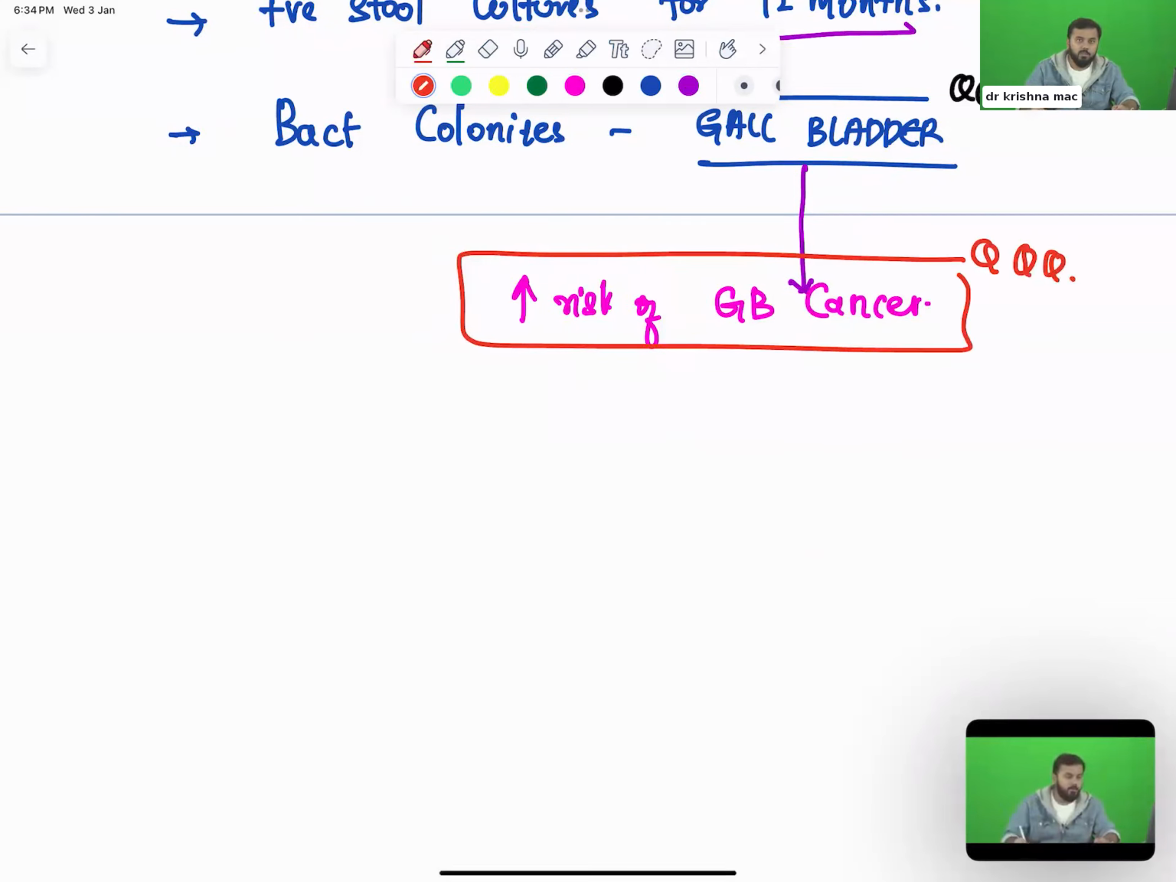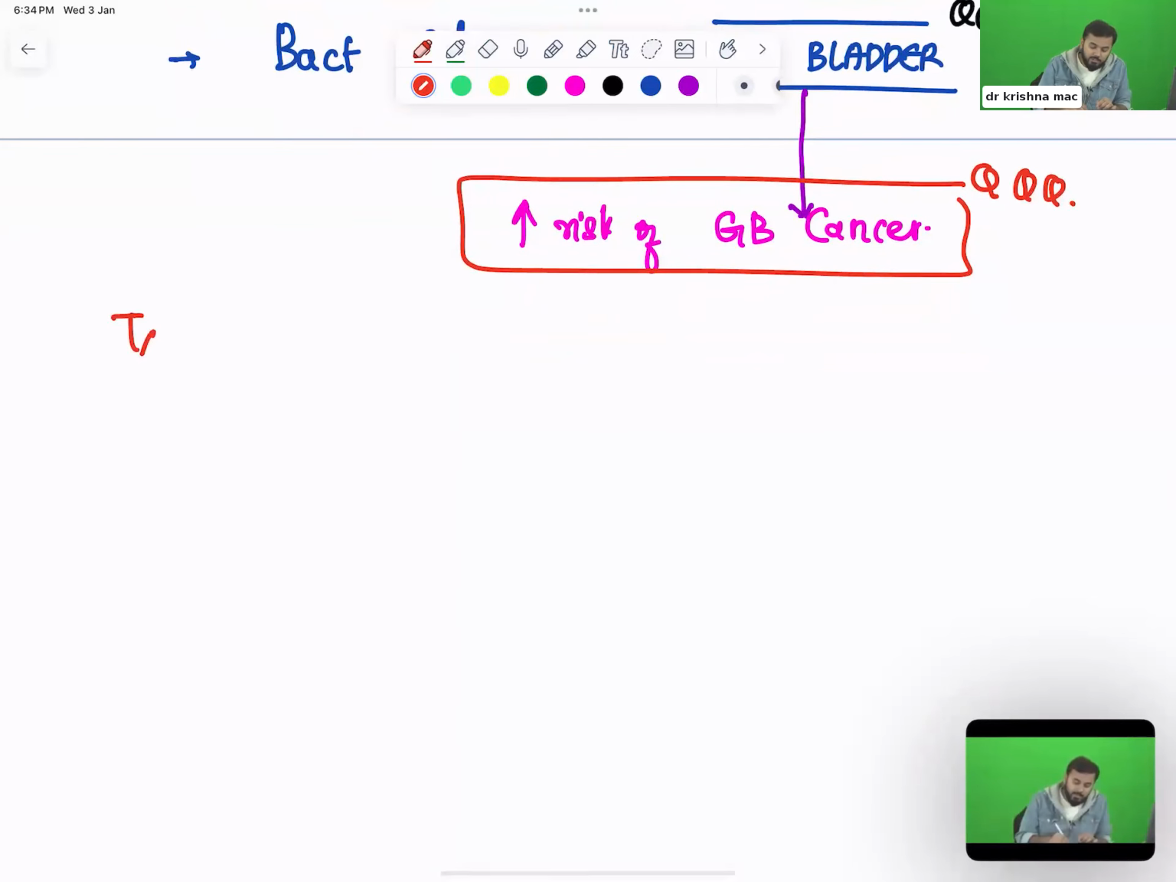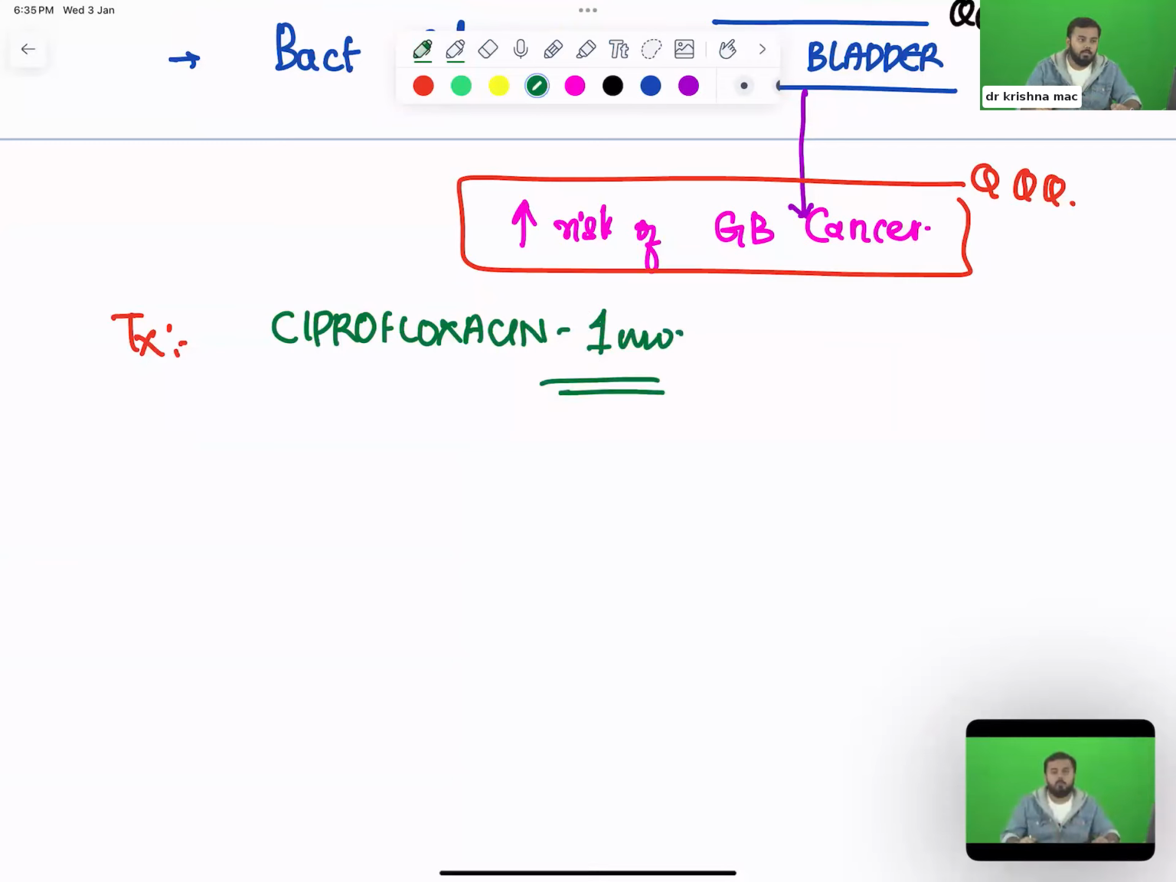So what should I do then? If I might get gallbladder cancer one day, the treatment which I will use is what? Ciprofloxacin. So you use ciprofloxacin for 1 month and that will be enough.